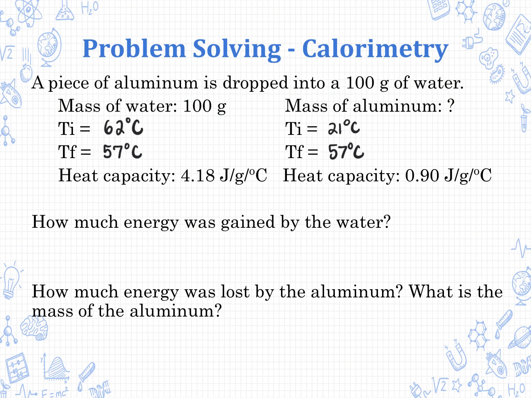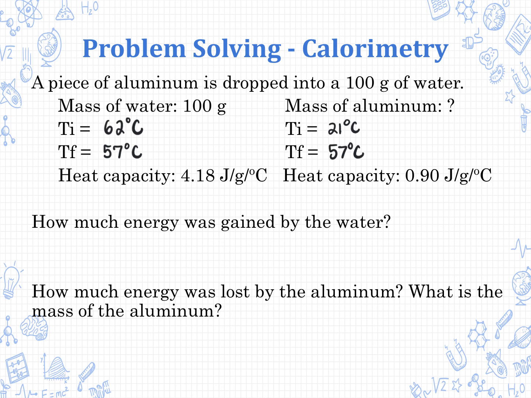All right, this time we have a piece of aluminum being dropped into water, and in this case the water is going to be the thing that's hot and the aluminum is going to start cool. So the water is going to be losing energy and dropping in temperature, while the aluminum is going to be gaining energy and raising in temperature. We don't know in this case what the mass of the aluminum is. That's what we are going to try to figure out.